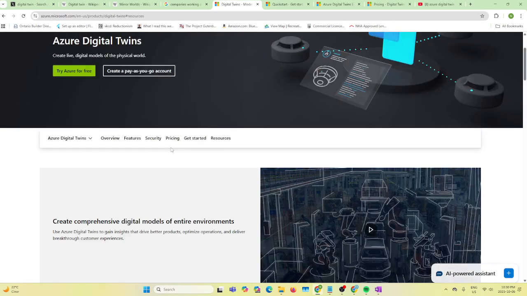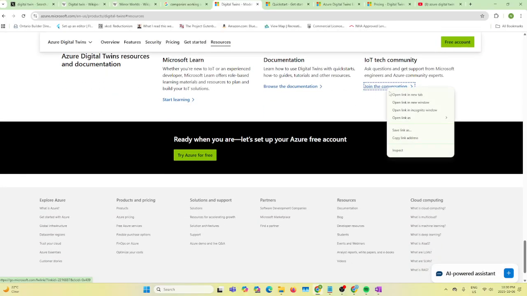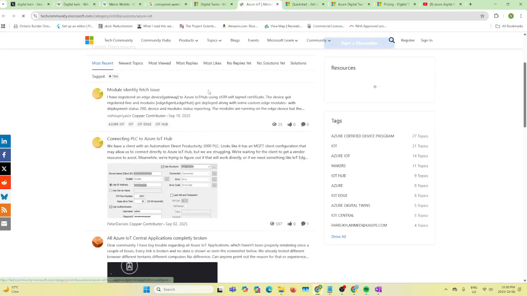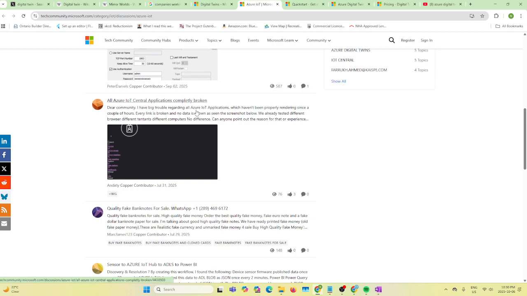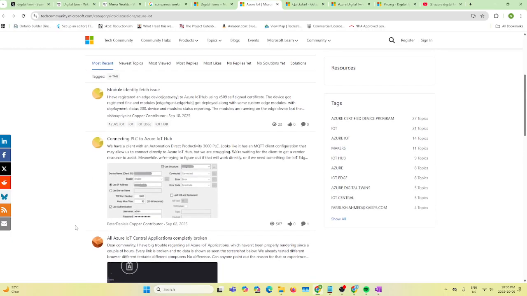So yeah, resources. What are the resources that we got? Learn documentation. Yep. Okay, so let's see what the community says. Model identifying fetch issues. Okay, this was September 2nd, July 31st. Quality fake banknotes for sales. All Azure IoT Center applications completely broken. Connecting to PLC, Azure IoT Hub, model fetch issue.